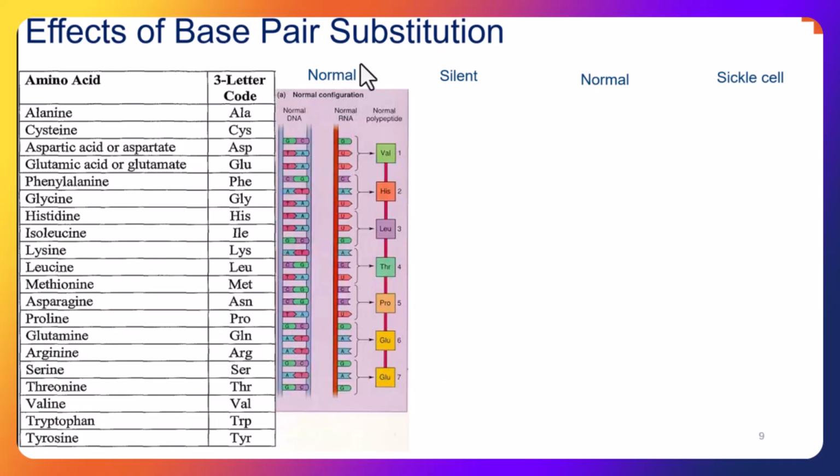Let's look at a situation that's normal first, because then it helps us look at different types of mutations that can exist. So we're going to compare normal then to a silent mutation, meaning it doesn't have any clinical relevance. And then we'll compare normal to a not silent mutation, and therefore clinically relevant.